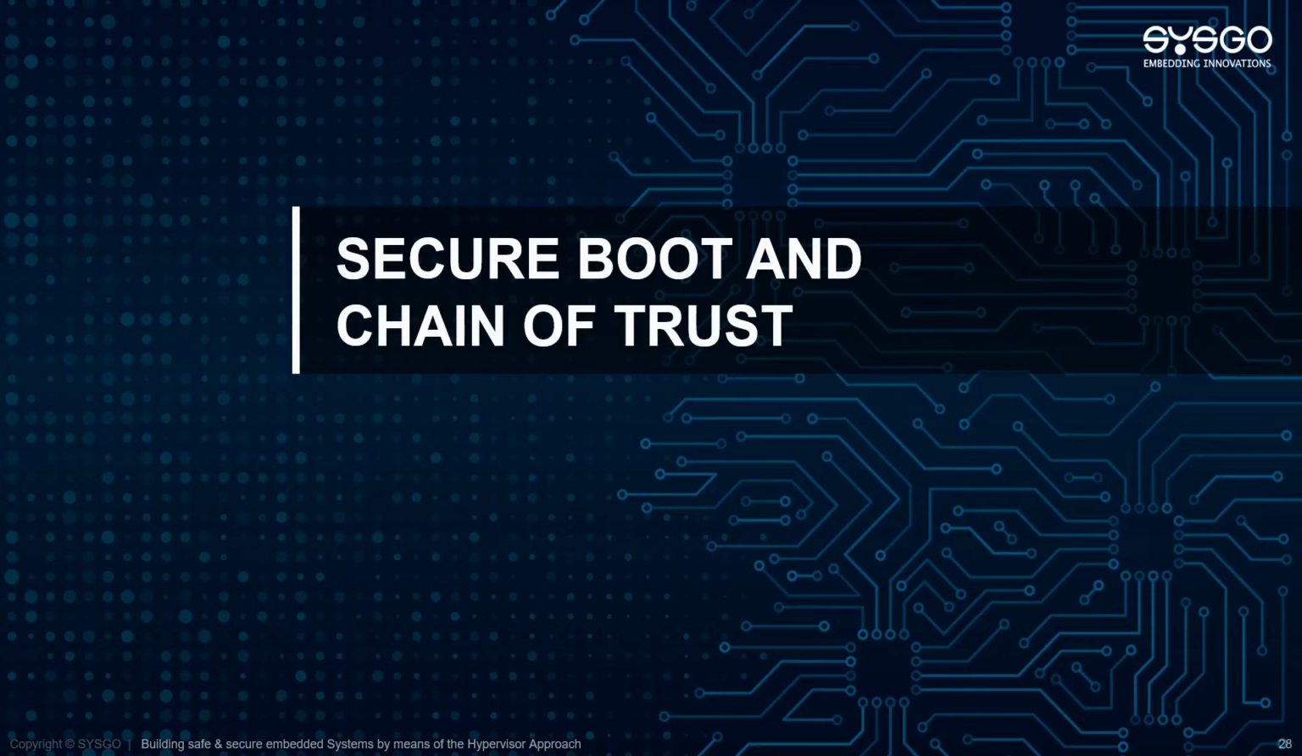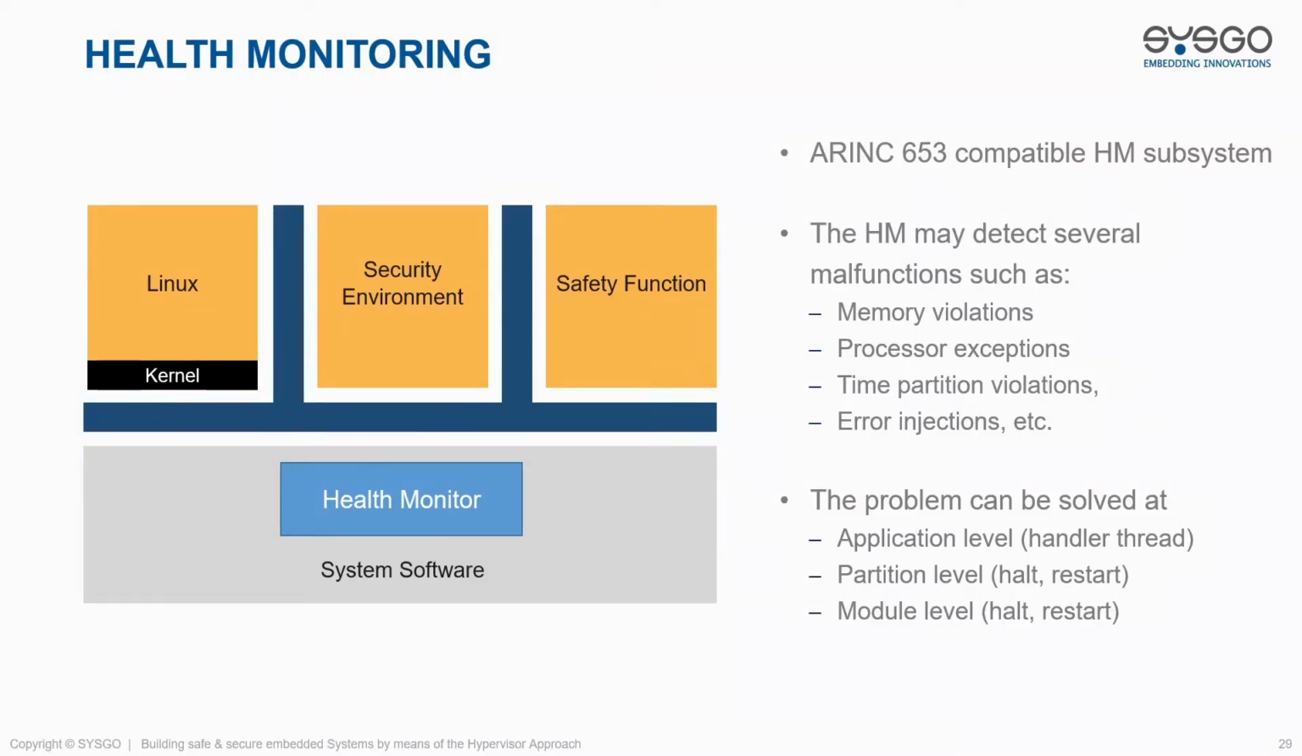Let's quickly talk about secure boot and the chain of trust. So the hypervisor we are currently talking about, which is ARINC 653 compatible, contains a health monitor subsystem. This subsystem is able to detect memory violations, processor exceptions, and time partition violations, and it also allows you to inject errors. Once the health monitor has detected a problem, it can handle it at application level, which basically is sending an event to a handler thread, at partition level, which means to restart a partition, or at module level, which means to halt or restart the entire board.